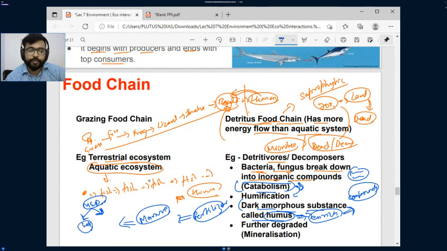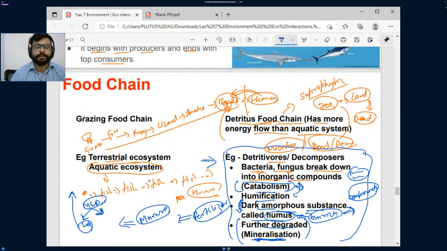So this wet waste, when you keep it, the bacteria in the air and the fungus will keep working: catabolism, then humification, and then it turns into a dark amorphous substance called humus. Then it further gets degraded, and the process from humification to further degradation is called mineralization. So this is another food chain, and both are examples of terrestrial ecosystem. However, this detritus ecosystem is kept separate from terrestrial ecosystem, but yes, it is happening on the land only. For the understanding part, it is kept separate.